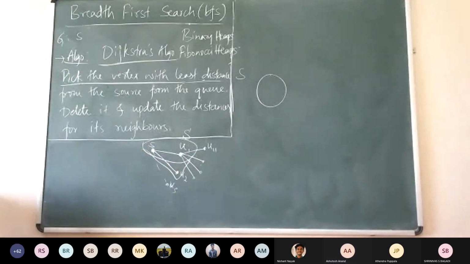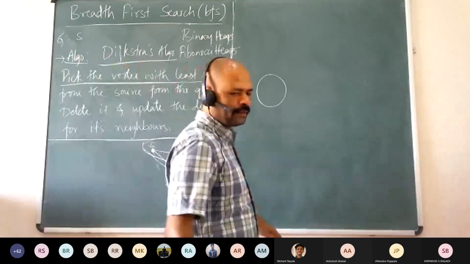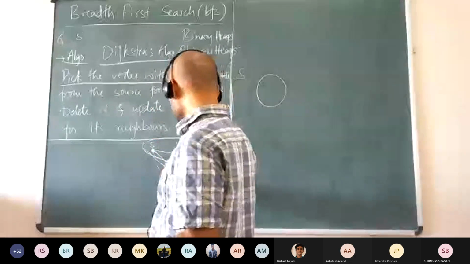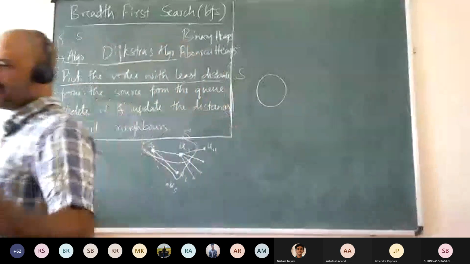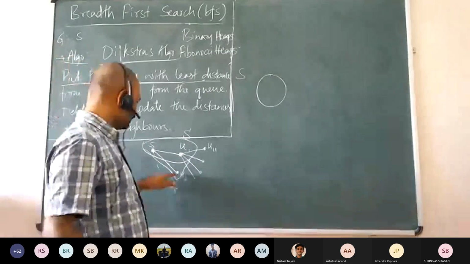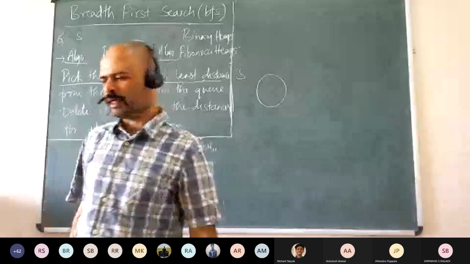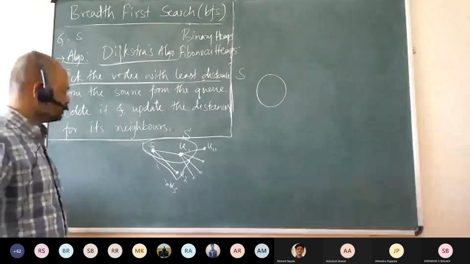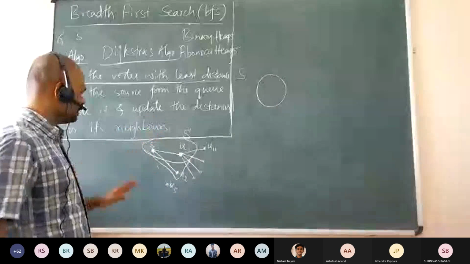Now notice that the distance for U would never get better, because if it needs to get better, it should come through any of these things, right? And the edges have strictly positive weight, so it will definitely increase. Or it will contradict our assumption that this was the vertex with least distance from the source, right? Among all these things, it was the least distance from the source.